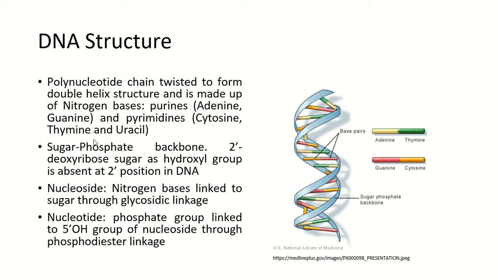The sugar is a 2-deoxyribose sugar. There are two important terms, nucleoside and nucleotide. Nucleoside is when the nitrogen bases are linked to the sugar of the sugar phosphate backbone through glycosidic linkage. And nucleotide is when a phosphate group is attached to the nucleoside, or the phosphate group is attached to the nitrogen bases as well as the sugar through phosphodiester linkage. Okay, so DNA is a polynucleotide chain twisted in right helix to form double helix structure.